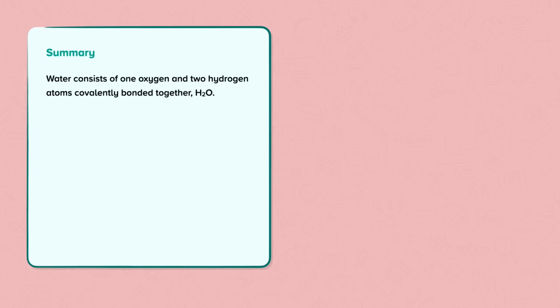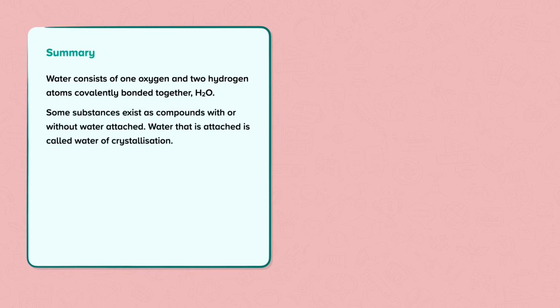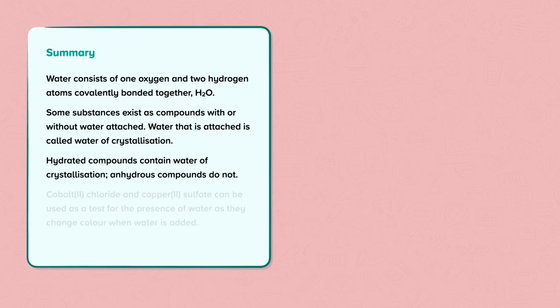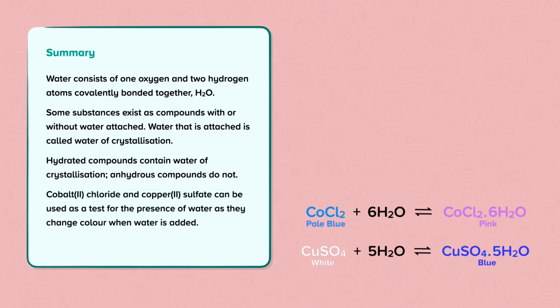To summarize, water consists of one oxygen and 2 hydrogen atoms covalently bonded together, H2O. Some substances exist as compounds with or without water attached. Water that is attached is called water of crystallization. Hydrated compounds contain water of crystallization. Anhydrous compounds do not. Cobalt chloride and copper sulfate can be used as a test for the presence of water, as they change colour when water is added. These tests only test for presence of water, not purity.